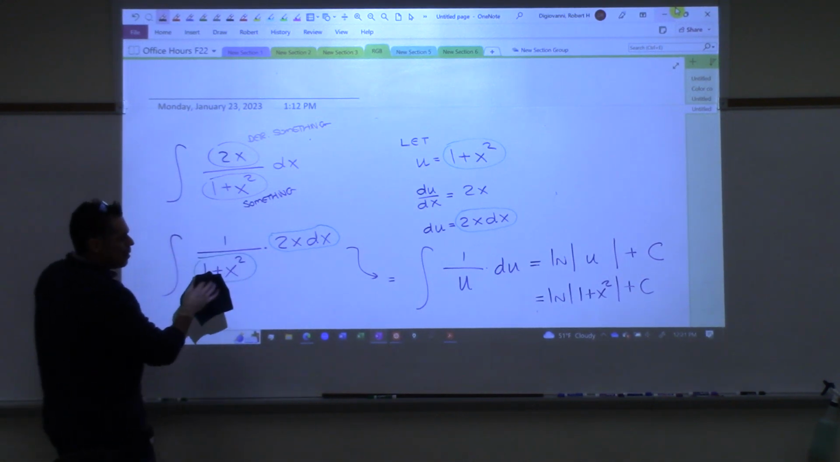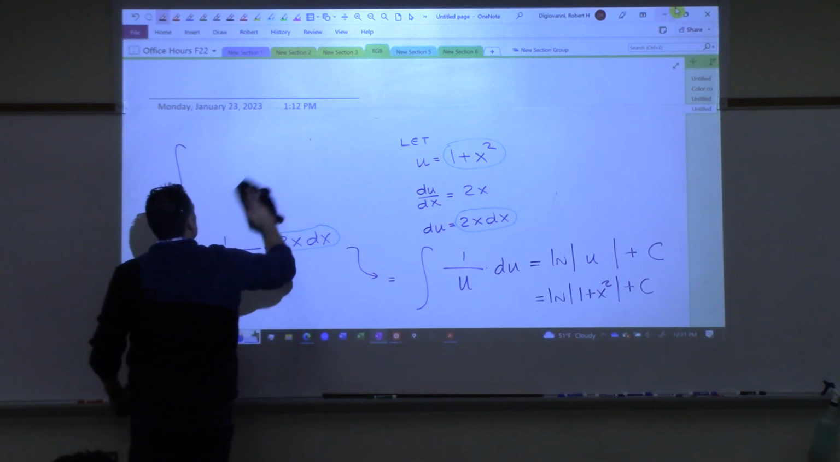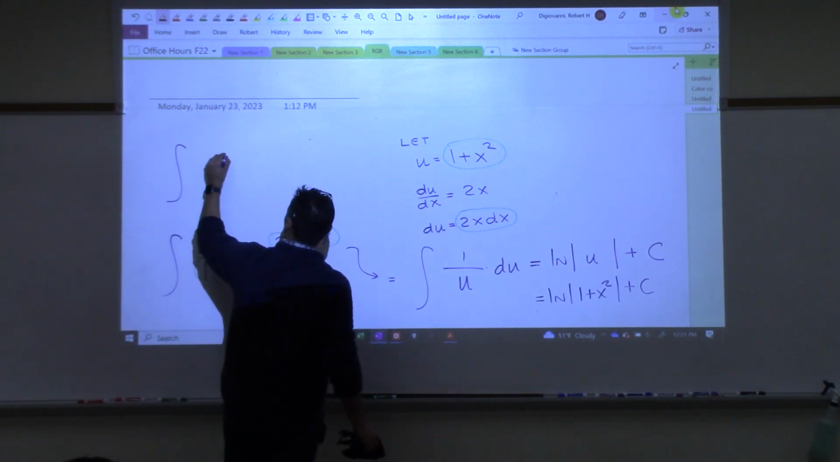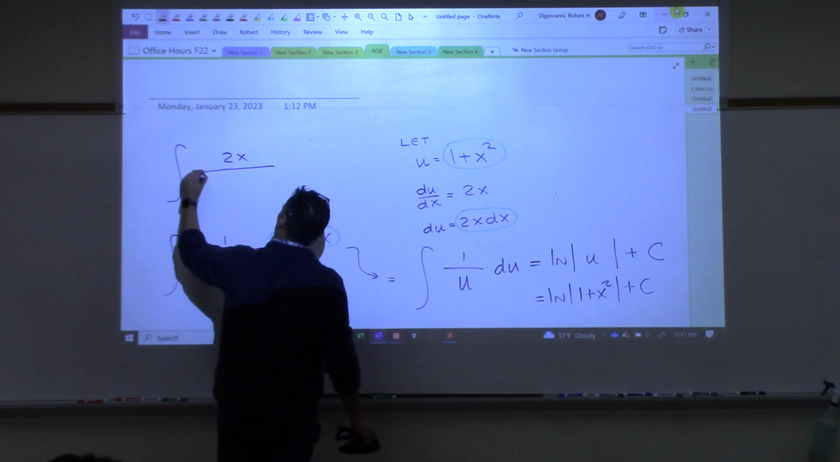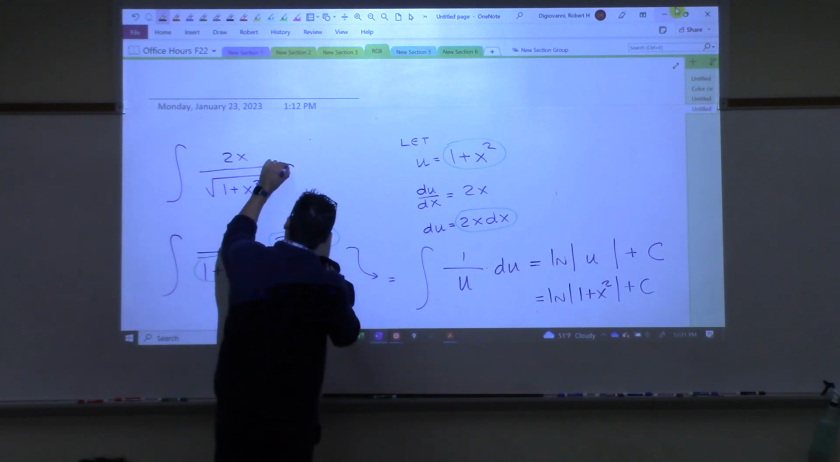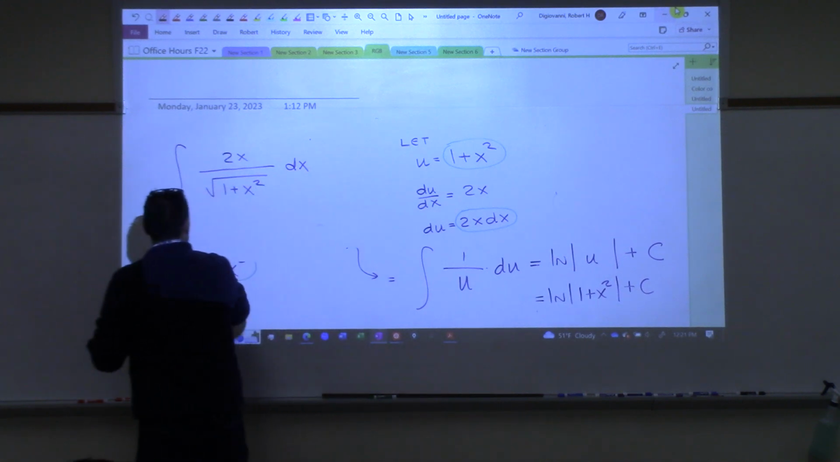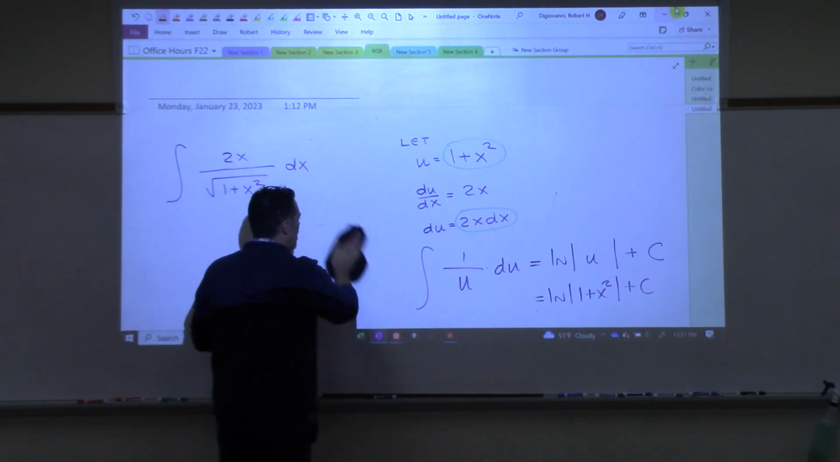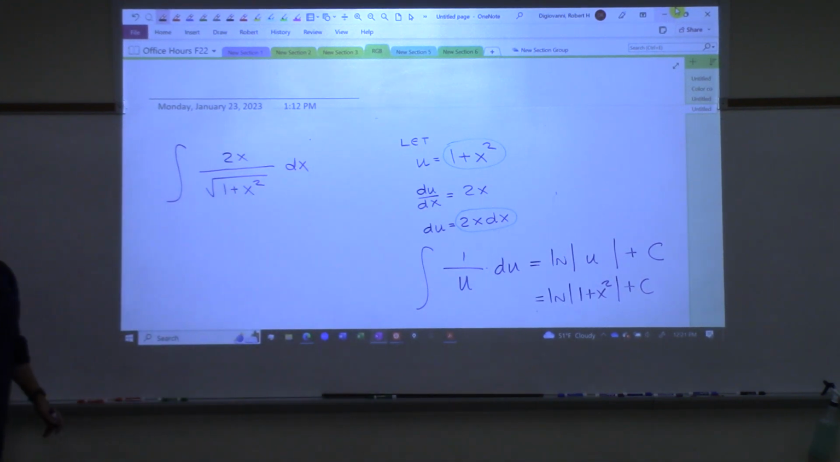Okay, I'm going to do the same problem. I have a little bit of time. I'm going to change it just slightly: the integral of 2x over the square root of 1 plus x squared dx. Almost the same problem, isn't it?